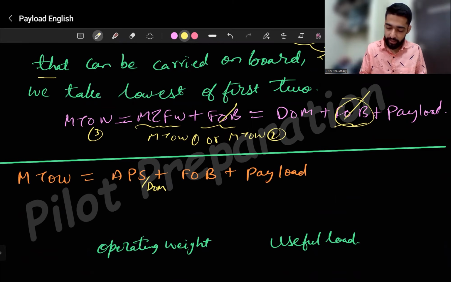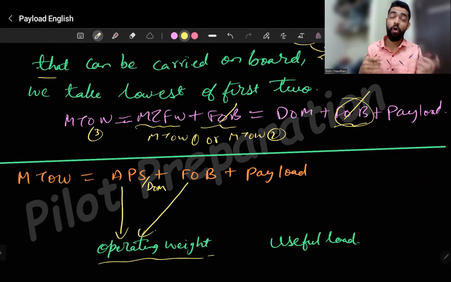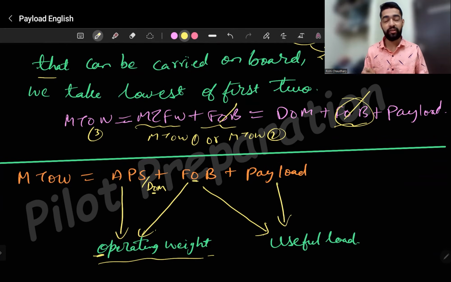We also learned that APS, or dry operating mass, and fuel on board give us operating weight. Remember, dry operating mass, operating. Dry operating mass and fuel on board also has an O, so it comes in operating weight. Whereas useful load is again fuel on board and payload. Because we need money, this is very useful. In this format, you can remember this.